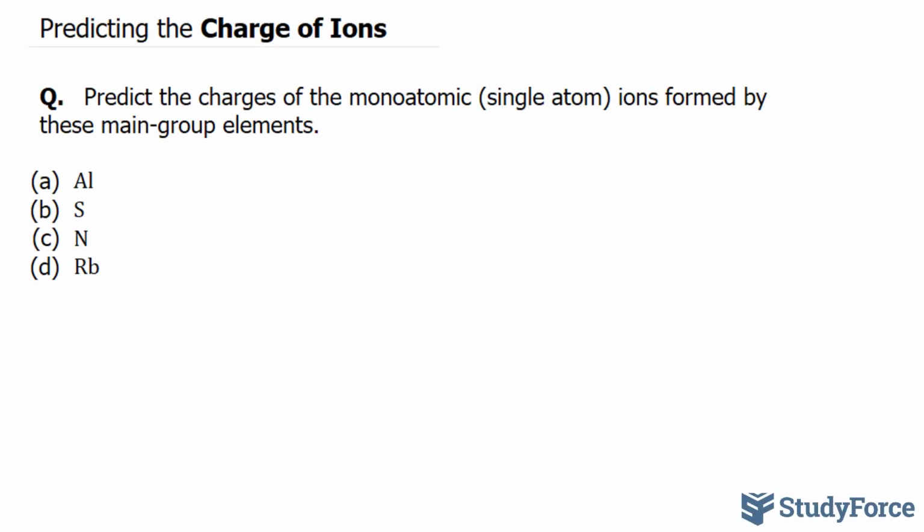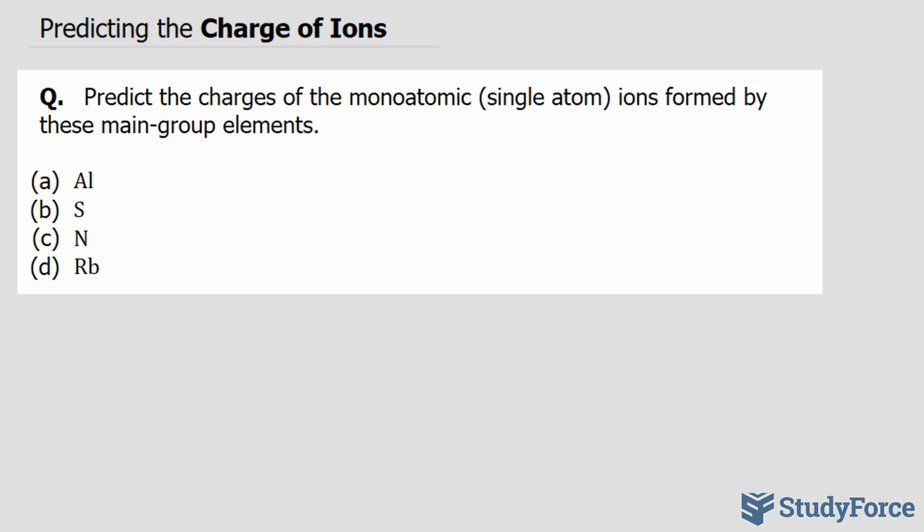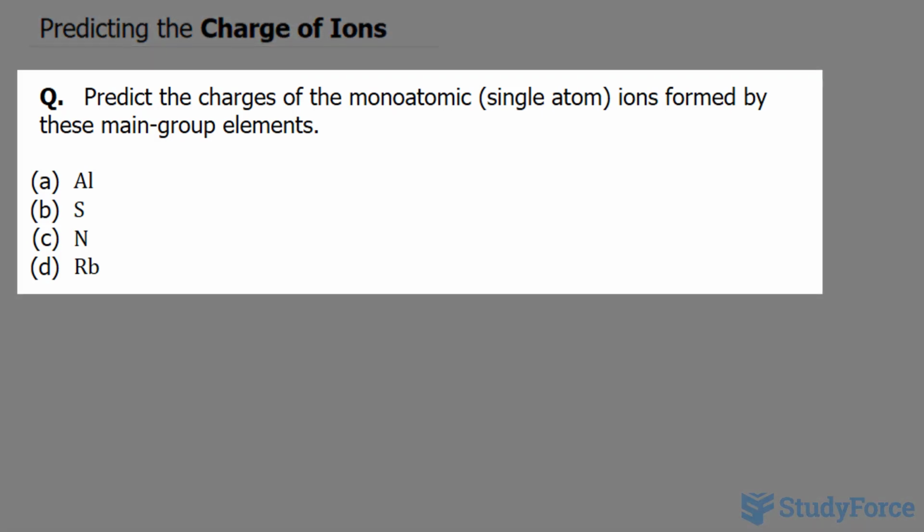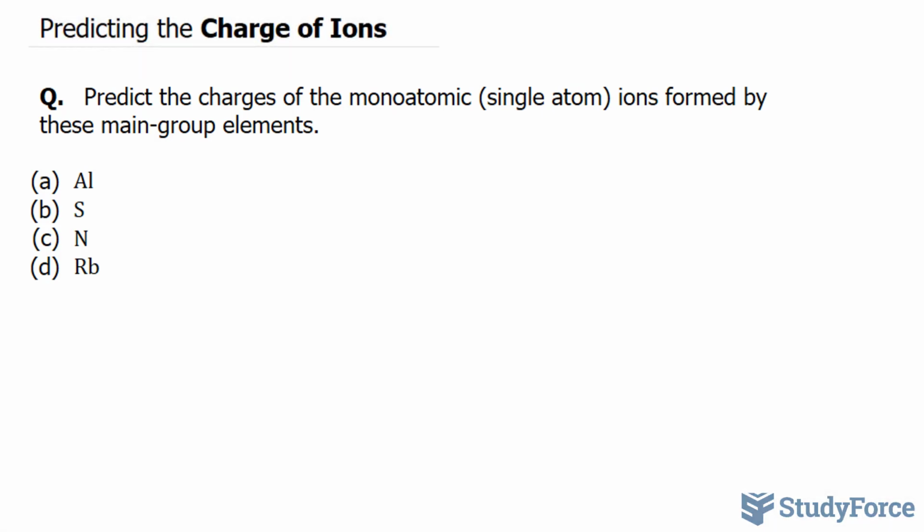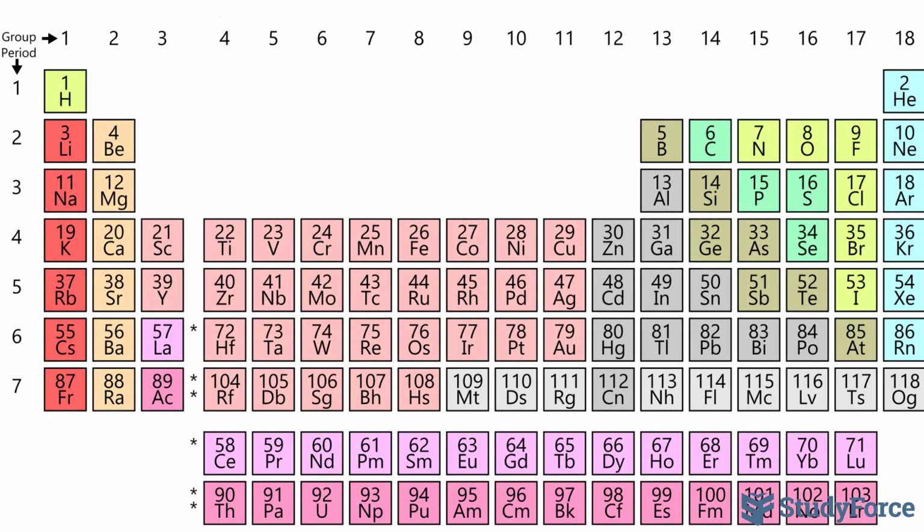In this video, we'll learn how to predict the charge of ions. The question reads, predict the charges of the monoatomic ions formed by these main group elements. The first one we'll focus on is aluminum. Take a look at the periodic table and notice where aluminum is found.